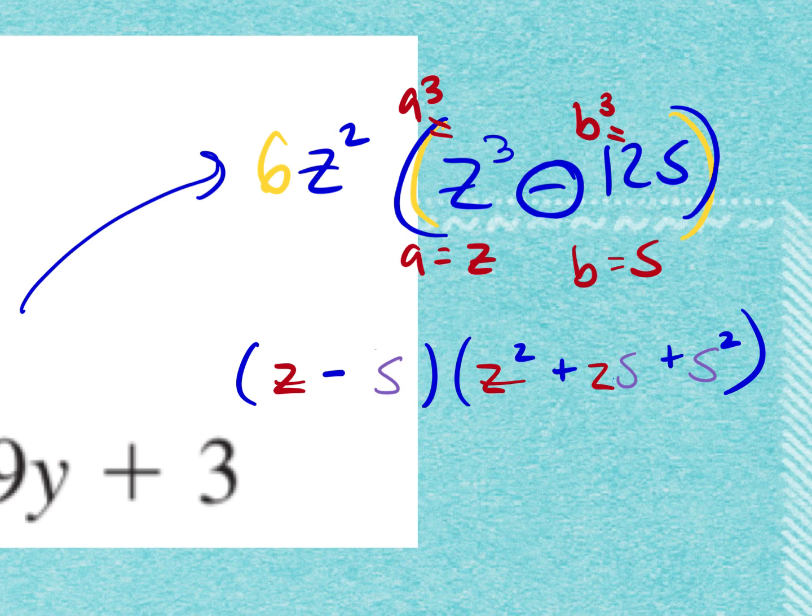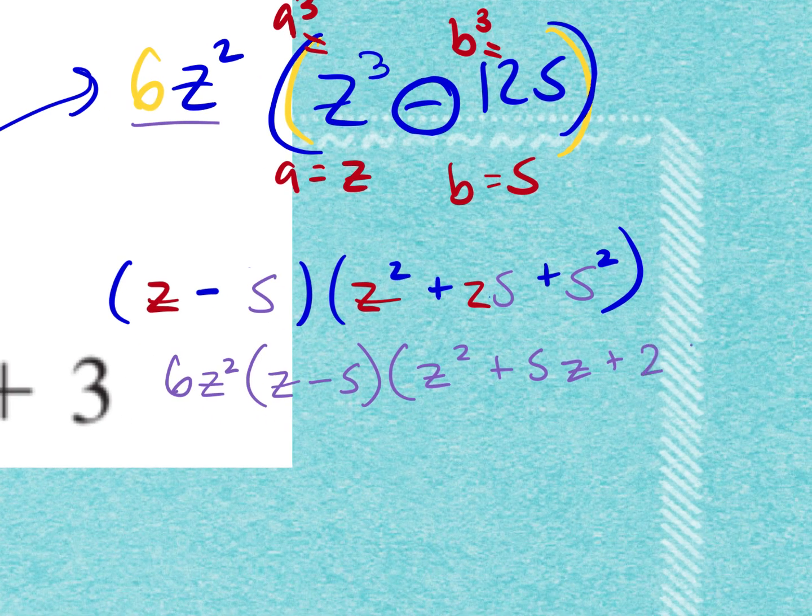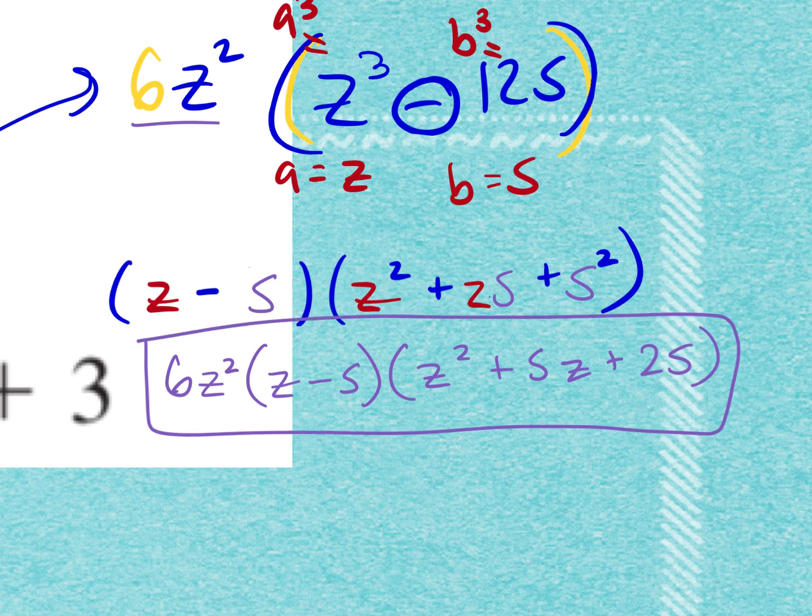So we have 6z squared that we took out from the beginning. Don't forget, if you take out a GCF, you need that in your answer. Z minus 5 times z squared plus what? 5z plus 25. Awesome. That would be our answer. And what's one way that we can check to see if we did it right? Foil it out. You can foil these 3 things together. You'll end up with the original.